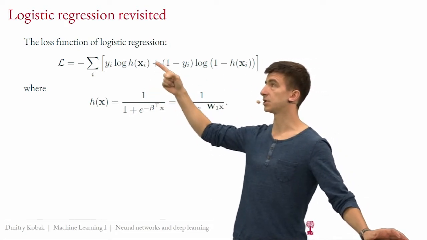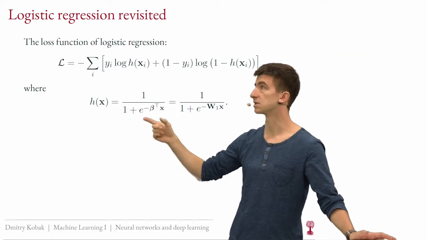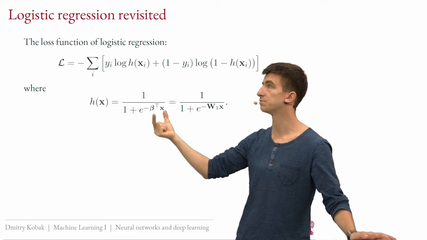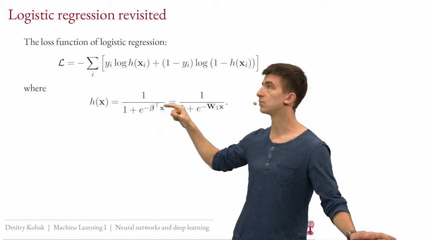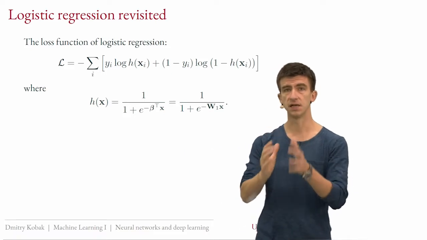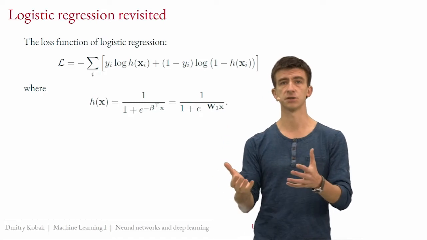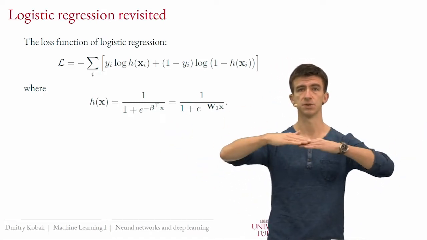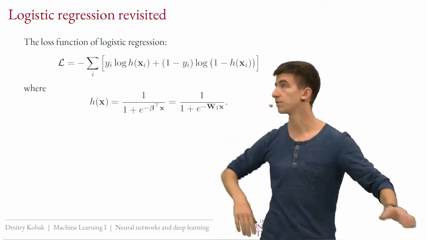And then what is h of x? So our prediction, how do we form it? Well, it is a logistic transformation of a linear function. So we have a linear function, beta x, hidden in here, right? And then we transform this linear combination of our predictors via the logistic transformation. So it takes any number and makes it a number between 0 and 1, which is what we want from a probability, passing it through the sigmoid function. Okay.